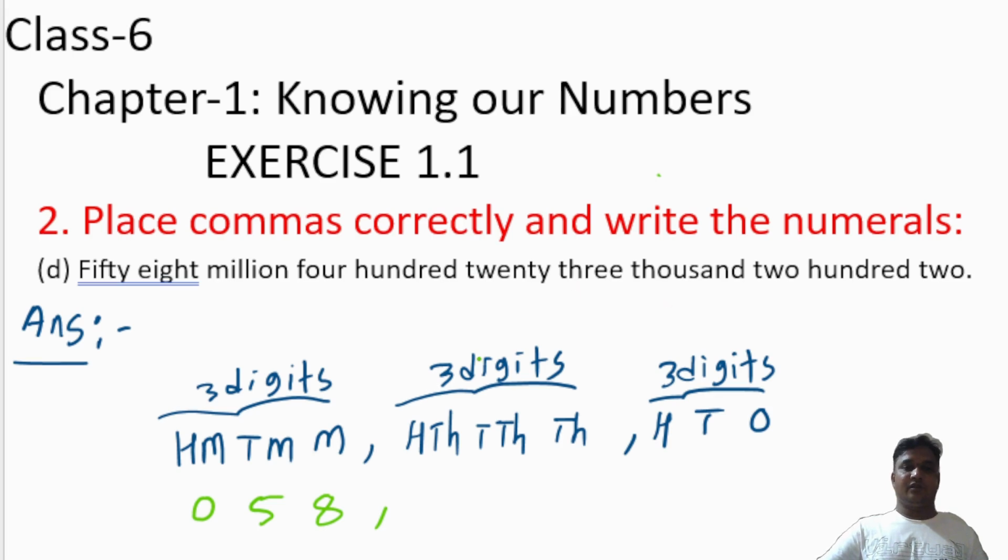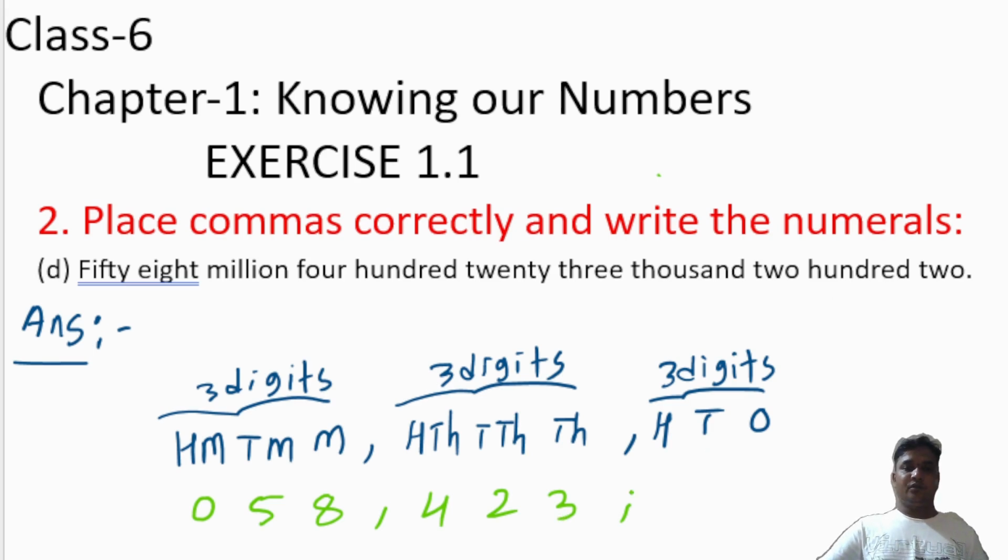423,000. How many digits are there in the 1000 place? 3 digits are there. So this is 423,000. The thousands place has 3 digits.